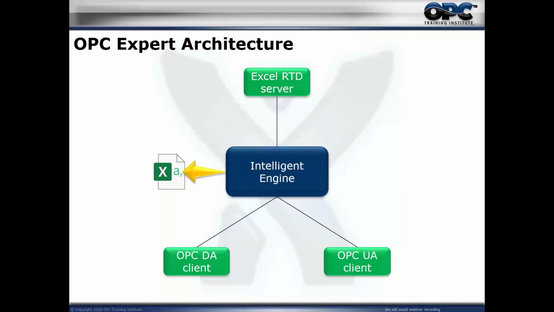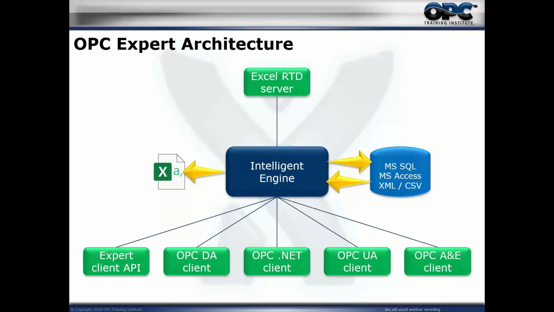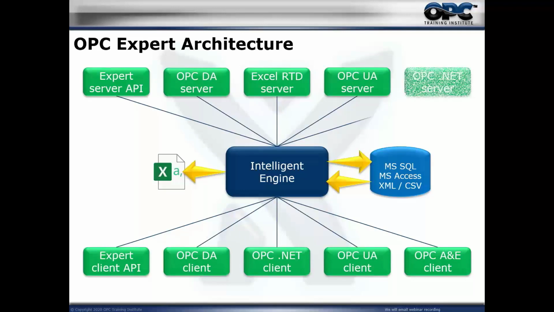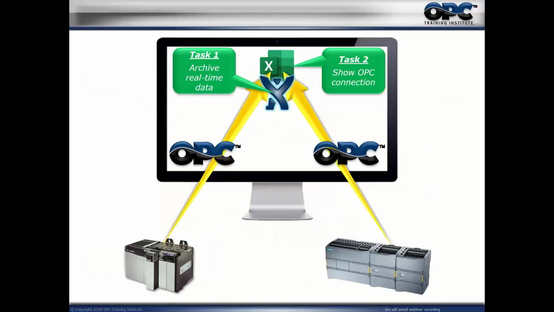Now, you can send data into Excel files, or if you want, you can store them in SQL. You can store data in SQL Server, or Access, or XML files, or CSV files, whatever you want. Now, there are other ways to get data into OPC Expert, other ways to get OPC data out of OPC Expert. But in this case, we're very specifically talking about OPC data in and Excel out. So we're not talking about the other mechanisms here. So again, what we're talking about here is task number one.